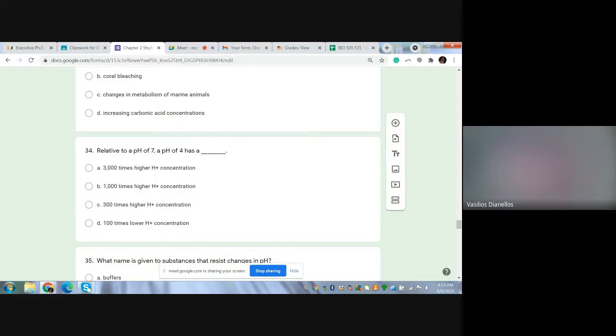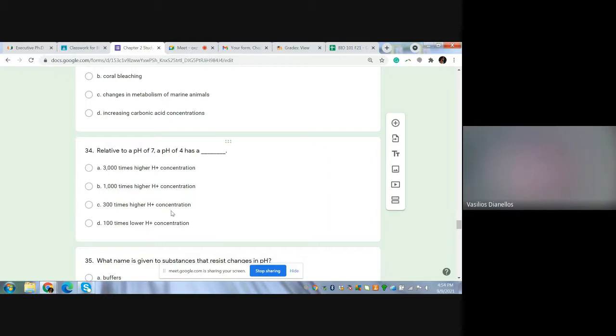And then let's figure the rest out. Well, there we go. This one was kind of easy because there's only one that has 1,000, right? So right off the bat, by process of elimination, we know the answer is B because it's the only one that has 1,000. However, my exam's not going to be that easy. I'll probably have more than one answer that has the correct number on it. So you might get another option that says, relative to a pH of 7, a pH of 4 has a 1,000 times higher H plus concentration, or it might say 1,000 times lower H plus concentration, right? In which case, that would be the wrong one, right?